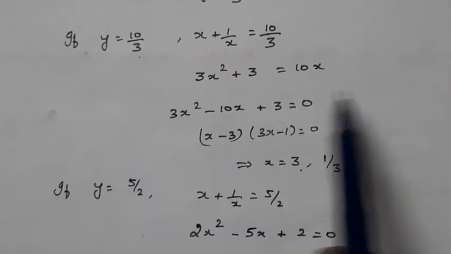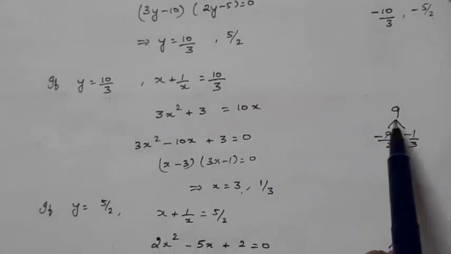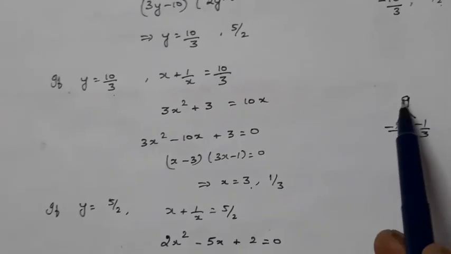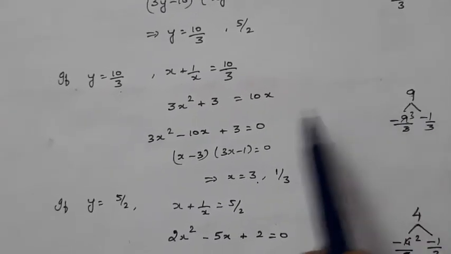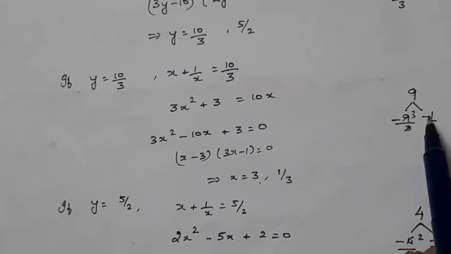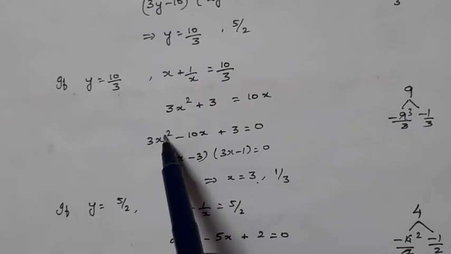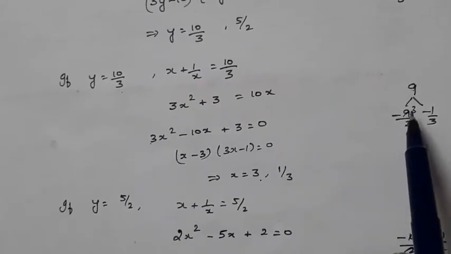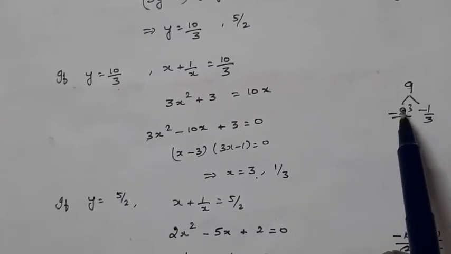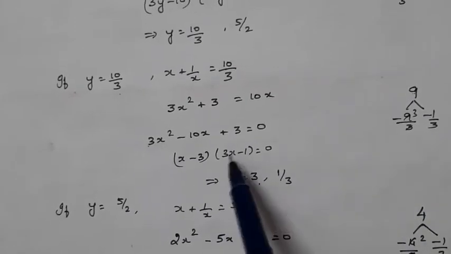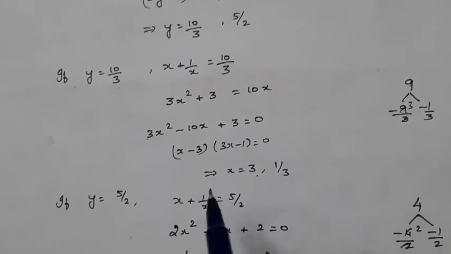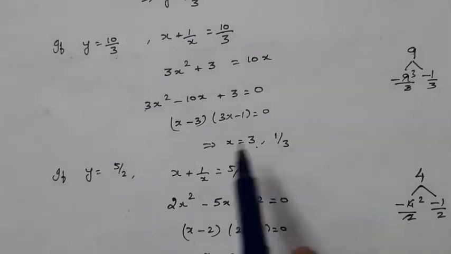Okay, so 3 into 3, 9. So that the product is 9, and what are the factors for 9 whose summation is 10, means it will be minus 9 and minus 1, so that the summation is minus 10 and the product is 9. As the coefficient of x squared is 3, dividing by 3, we have the factors as x minus 3 into 3x minus 1 equal to 0, which implies x is equal to 3 or 1 by 3.